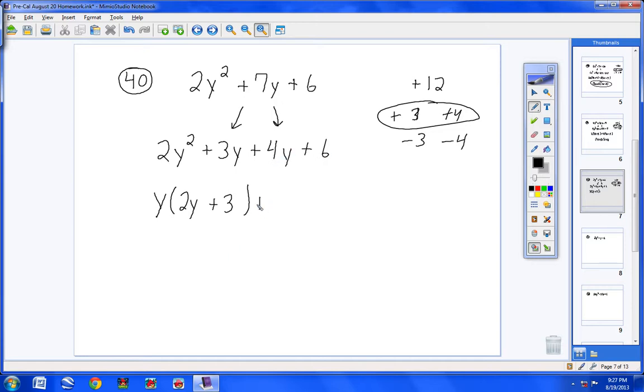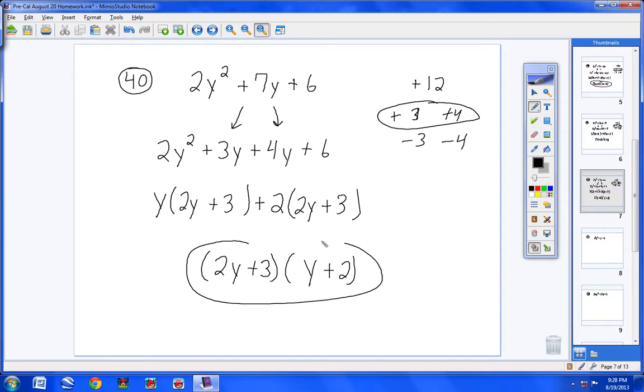Now, I have a 4 and a 6. The largest number that goes into 4 and 6 evenly would be 2. And notice I do not have a y in both terms, so I cannot factor out a y. 2 times 2y would give me 4y, and 2 times 3 would give me 6. Now, notice my parentheses do match, and that's good, they should. So I write my matching parentheses one time, 2y plus 3, and I'm left over with y plus 2. Number 40.